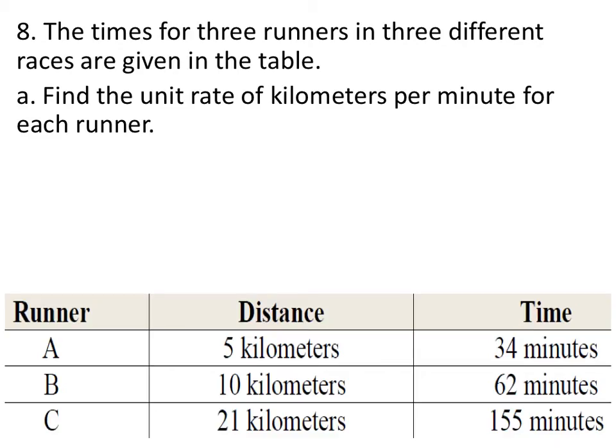All right, the times for 3 runners in 3 different races are given in this table. Find the unit rate of kilometers per hour for each runner. We'll give you guys a couple minutes to do this one as well.